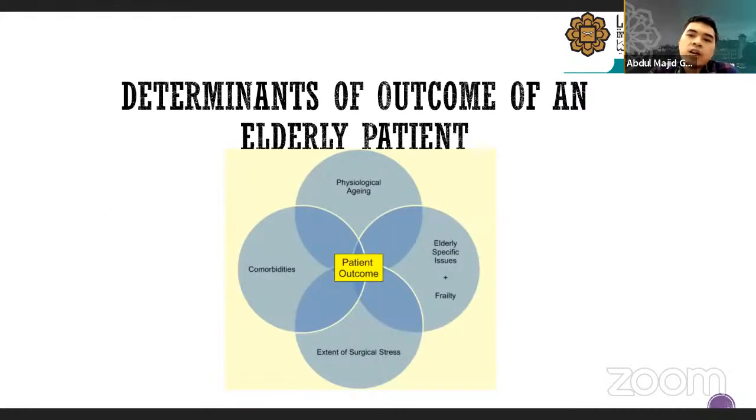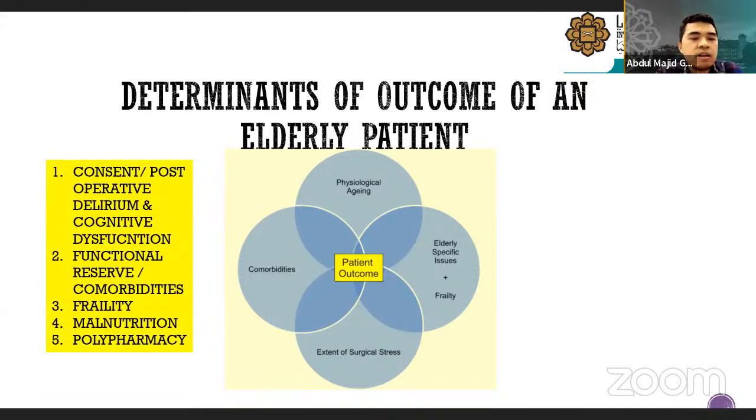So determinants of outcome of an elderly patient can be due to 4 factors. Number 1 is physical aging, and number 2 is comorbidities. Number 3 is extent of surgical stress. Number 4, elderly with specific issues, and also frailty.